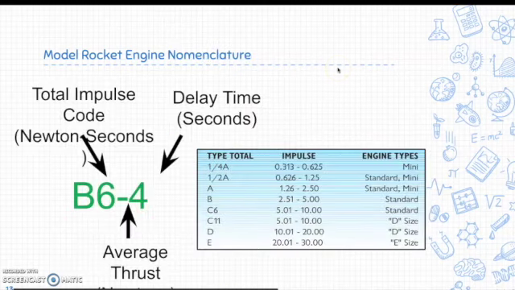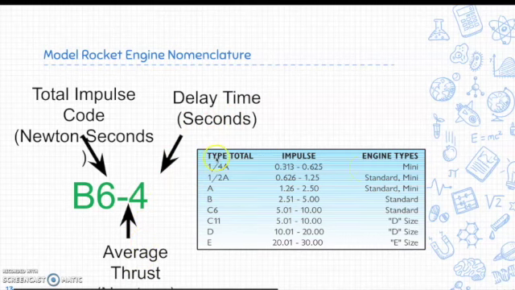So let's talk about how we identify the size of model rocket engines. This is also referred to as model rocket nomenclature. So every number and letter inside of the naming of a rocket engine means something. So here we're looking at the first number, so that's the total impulse code, so that's newton-seconds. We then have the delay time, so how long the delay happens, and then we have the average thrust.